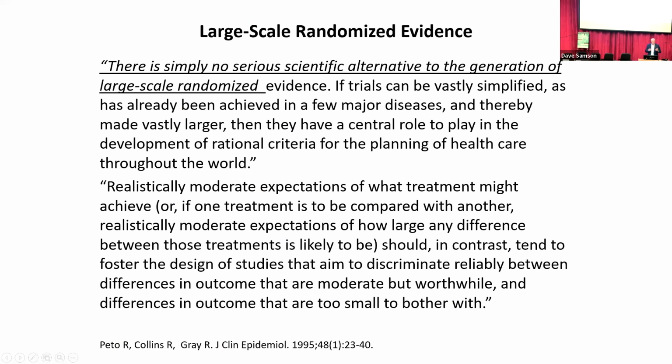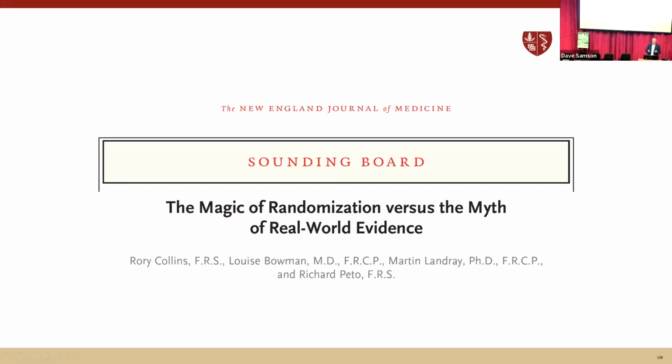Going back 30-plus years, the Oxford group, Richard Peto, Rory Collins, they have a series of papers where they say there is simply no serious scientific alternative to the generation of large-scale randomized evidence. The Oxford group has led the world in this. And more recently, they published a sounding board article in the New England Journal. They said the magic of randomization versus the myth of real-world evidence.